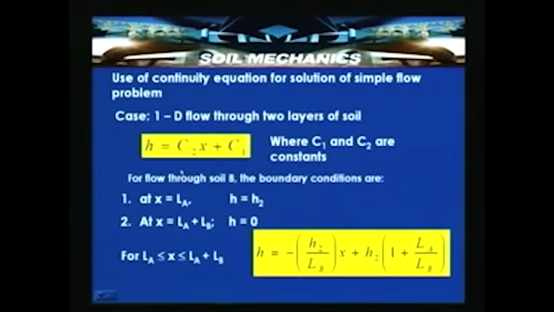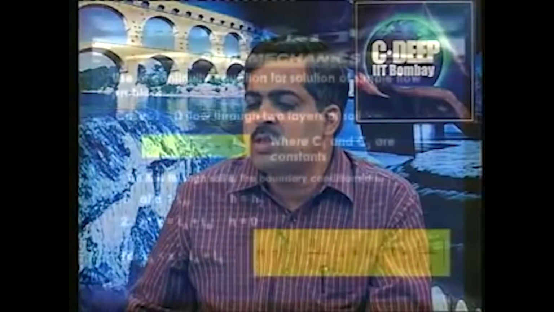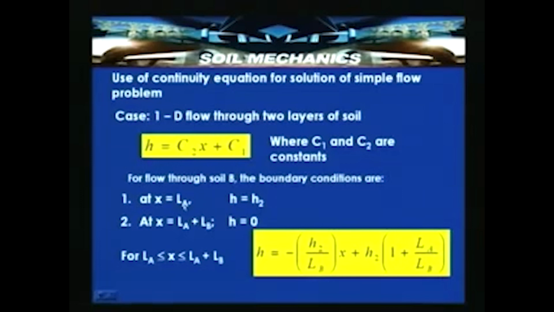Again the flow is taking place in one dimensional direction, so dou square h by dou x square is equal to 0, and integrating we get h is equal to C2x plus C1. For flow through soil B, the boundary conditions are: at x is equal to LA, h is equal to H2, that is, at the end of x equal to LA the head is H2, and at x is equal to LA plus LB, from left hand side to right hand side, h is equal to H0.